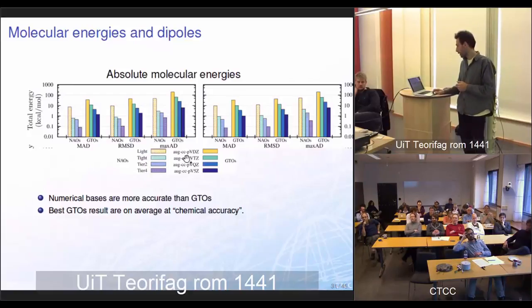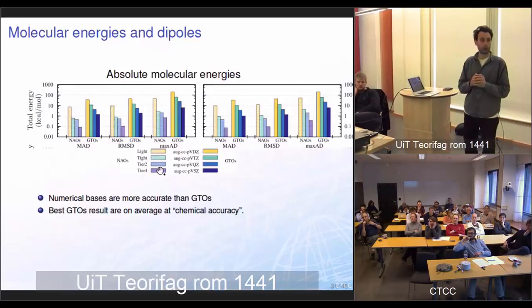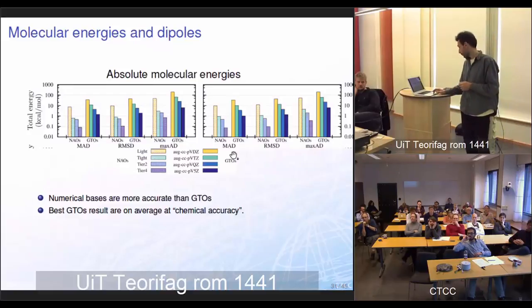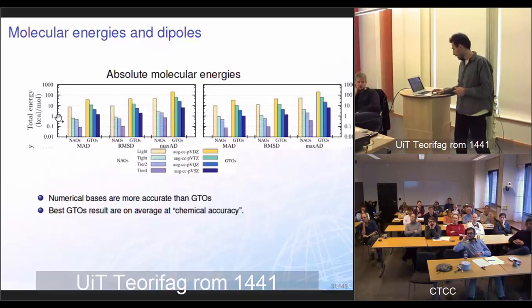larger basis sets. For the numerical atomic orbitals, it's this set called light, tight, tier 2 and tier 4. For the GTOs, what you see here is all the correlation consistent basis sets from double zeta to quintuple zeta. Okay? And these are the absolute energies, and keep in mind again that chemical accuracy is at this 1 here. That's the level where we have chemical accuracy. So we have collected here the maximum absolute deviation, root mean square deviation, and then the maximum error for each set. As you see, they consistently go down.